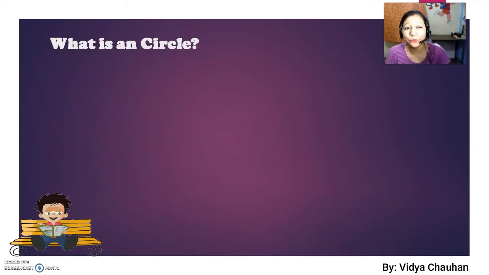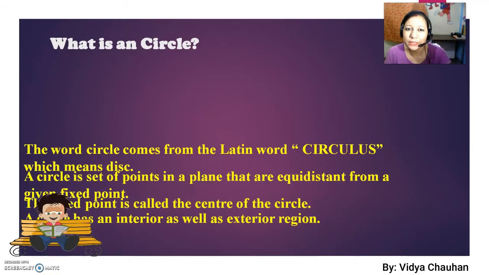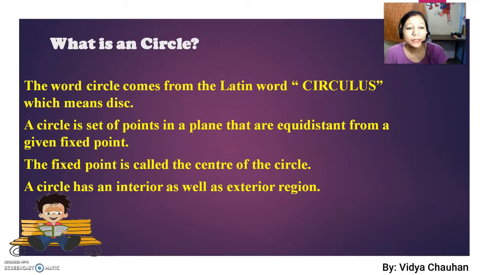Very first, what is a circle? The word circle comes from the Latin word circulus, which means disc. This is the origin of this word, how it was formed, from the Latin word circulus.